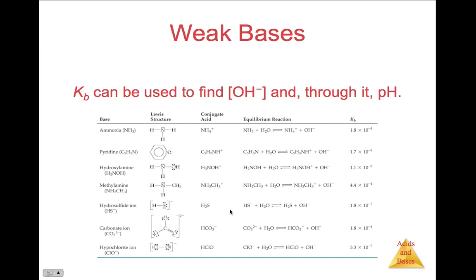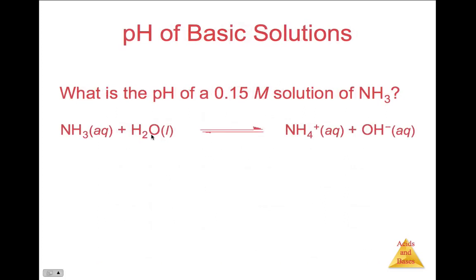Here are a bunch of examples of weak bases. Notice the carbonate ion is a pretty good weak base, 1.8 times 10 to the negative fourth for a Kb. The hypochlorite ion is a pretty good weak base. Notice these are their conjugate acids that they maybe came from. You can see that a lot of weak bases are things that came from acids. Ammonia is a good example of a weak base, the classic weak base example.